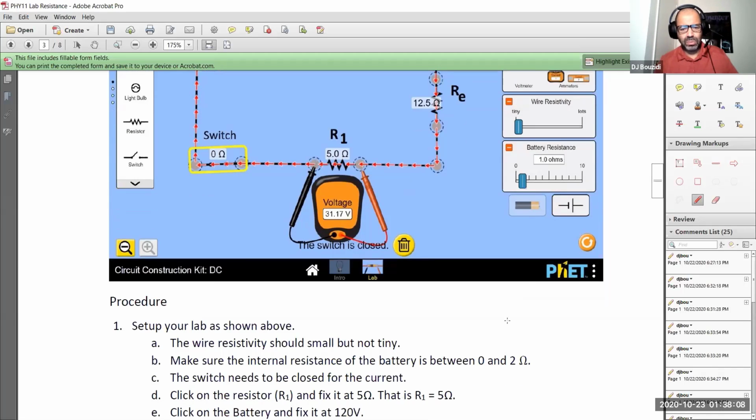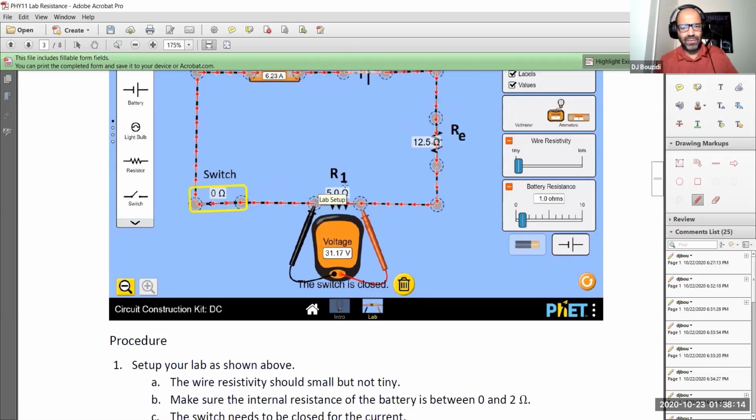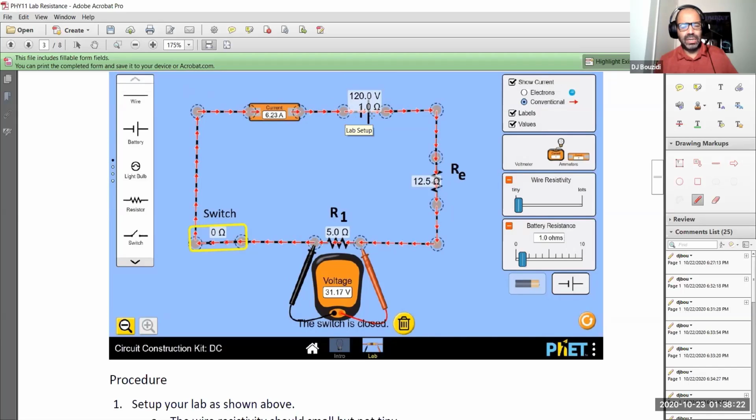So we need to follow this picture here. We're going to put an R1 here of 5 ohms. And we're going to put a rheostat in here, which is a resistance that you can change at will. We're going to put a battery in here pointing in this direction of 120 volts. And we will have a switch in here to turn it on and off.